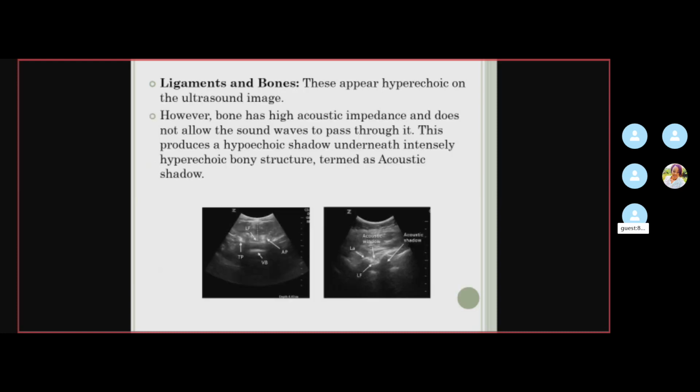Next, the ligaments and bones will appear as hyperechoic on the ultrasound, that is, bright. Since bone has a high acoustic impedance, it absorbs more of the ultrasound beam than the rest, so it will not allow the sound wave to pass through it. So what will happen is it will produce a shadow.